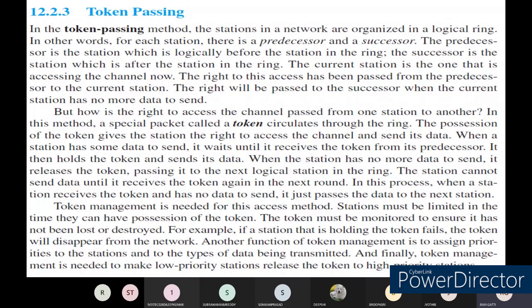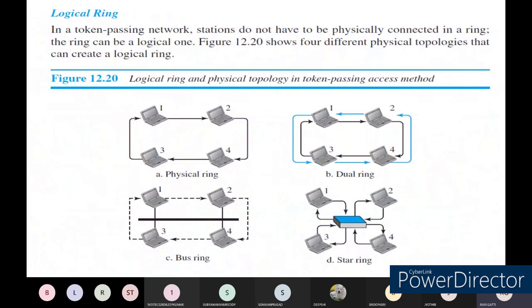If the data has to be forwarded in a forward direction, or to the right, then the data will be forwarded to the successor. Or else, if the data has to go in the reverse direction, then the data has to go through the predecessor. So this is how the token passing methodology works in the case of the reserved access mechanism.